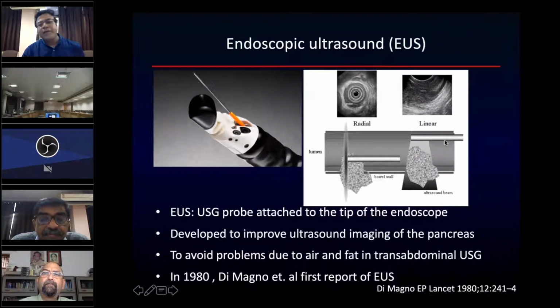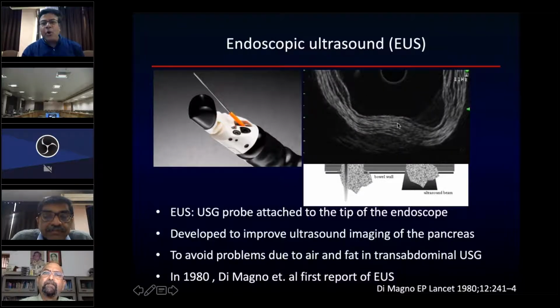What we use for intervention is primarily a linear endoscopic ultrasound, which produces images at right angles to the axis of the scope. Radial is predominantly used for diagnostic purposes. It produces images parallel, at right angle to the axis of the scope, and images are similar to those of a CT scan, and hence it is easy to interpret.